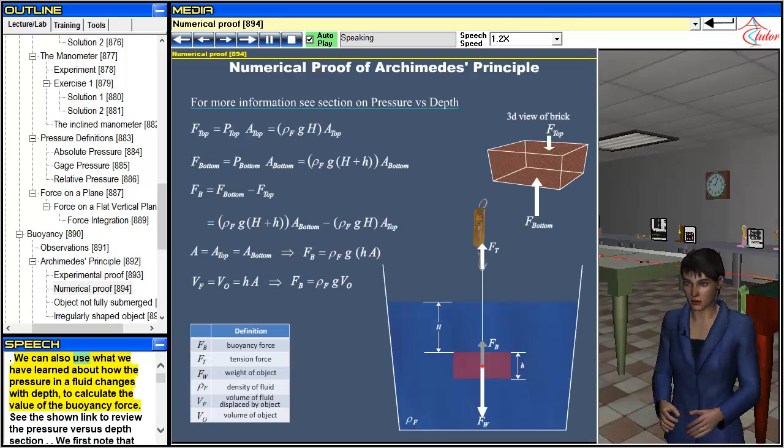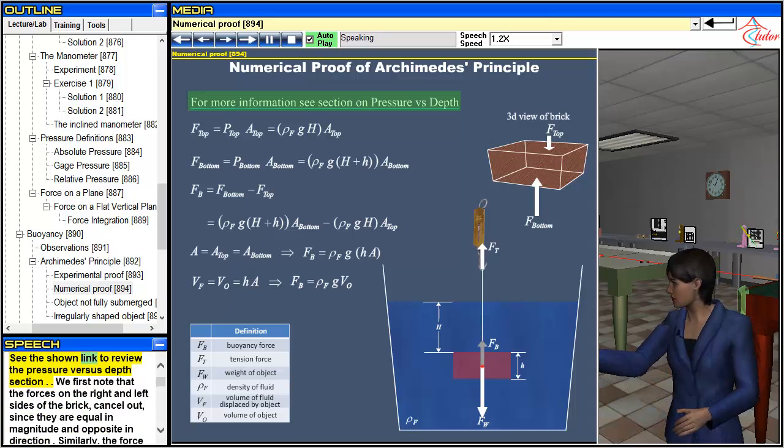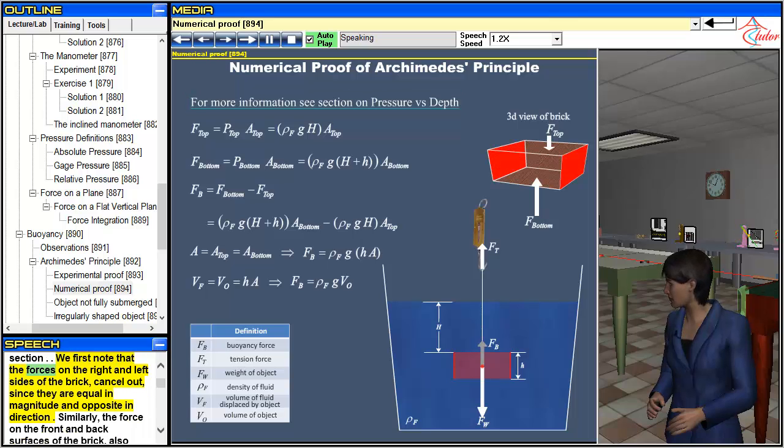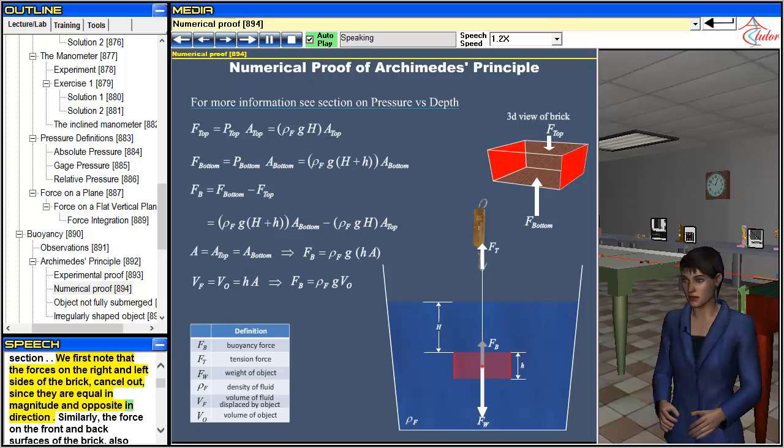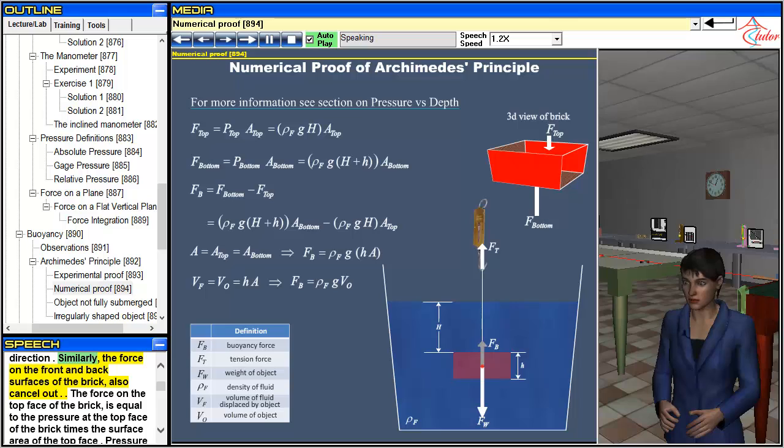We can also use what we have learned about how the pressure in a fluid changes with depth, to calculate the value of the buoyancy force. See the shown link to review the pressure versus depth section. We first note that the forces on the right and left sides of the brick cancel out, since they are equal in magnitude and opposite in direction. Similarly, the force on the front and back surfaces of the brick also cancel out.